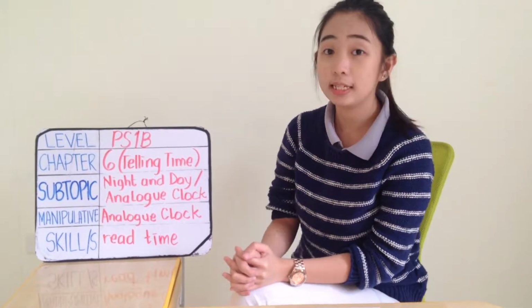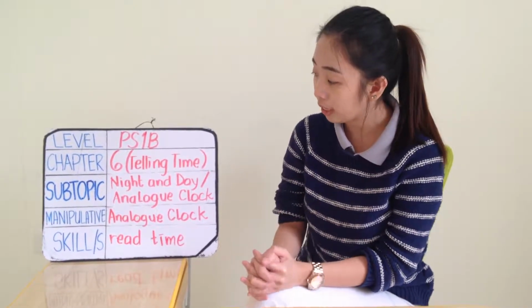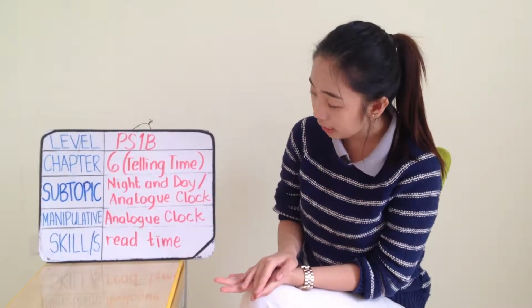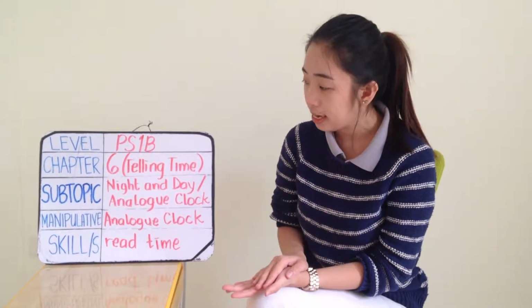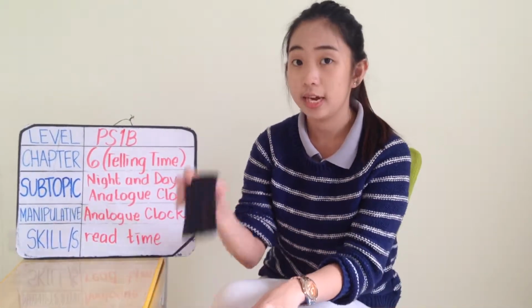PS1B level, the 6th chapter is called Telling Time. The subtopics that we're going to target here would be night and day and analog clock. So our target skill will be reading time for the kids, and I'm going to use this clock as my manipulative with the help of a marker and an eraser.